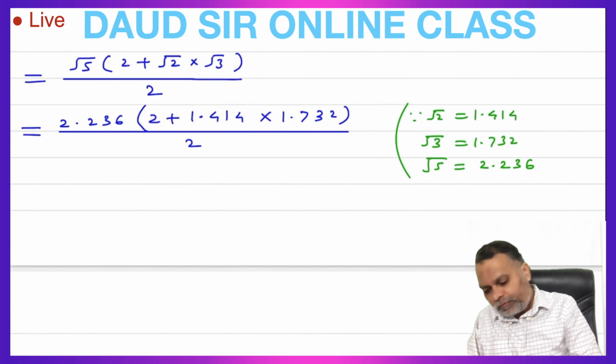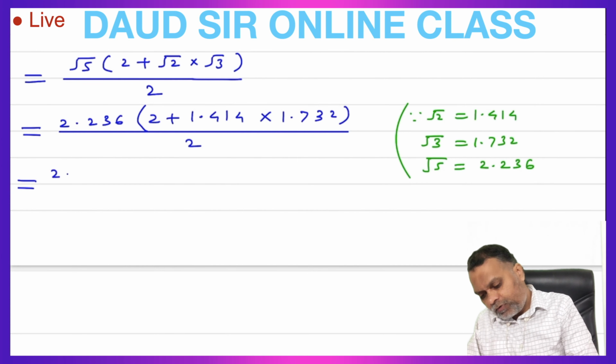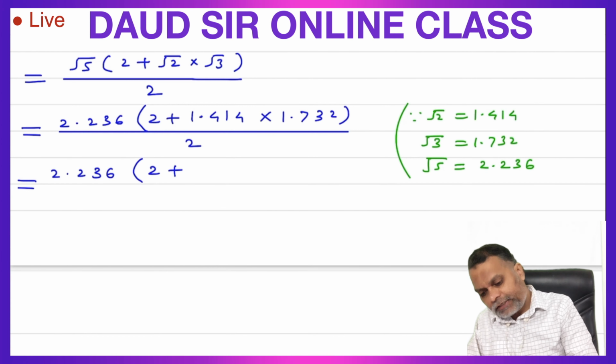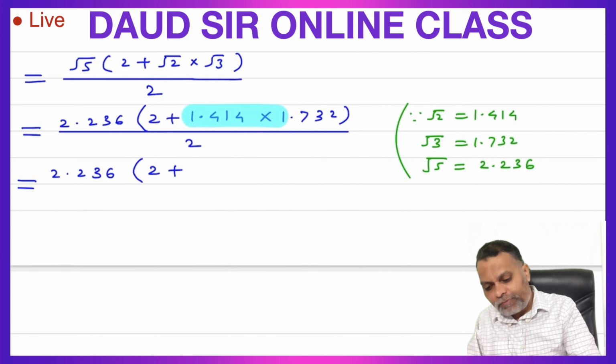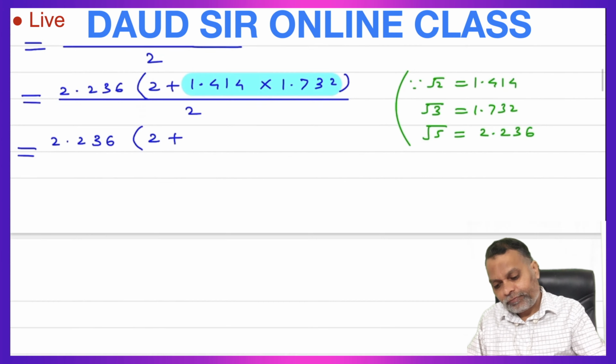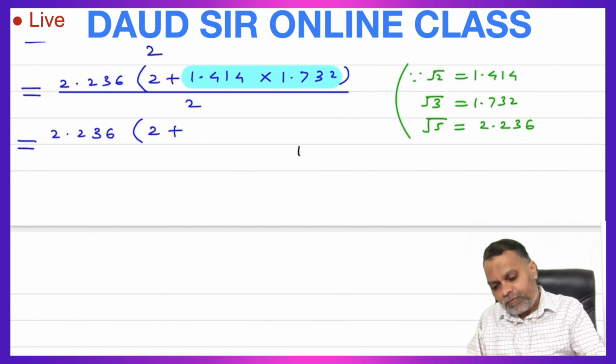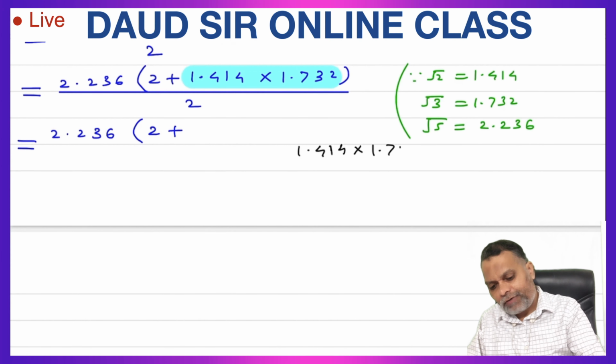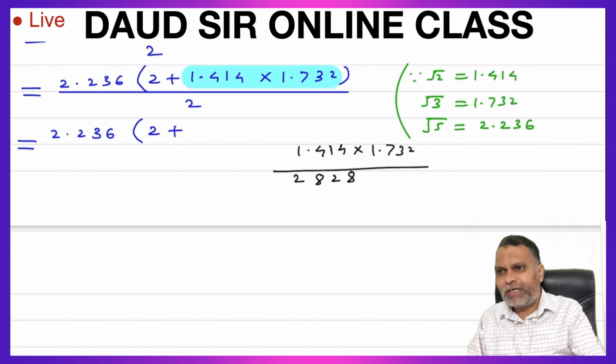Now this 2.236 as it is, this 2 plus, first multiply these two numbers. So in rough we can multiply 1.414 into 1.732. Multiply by 2, 2 4 are 8, 2 1 are 2, 2 4 are 8 and 2 1 are 2. Finally we will put the decimal after 3 and 3, 6, after 6 places.